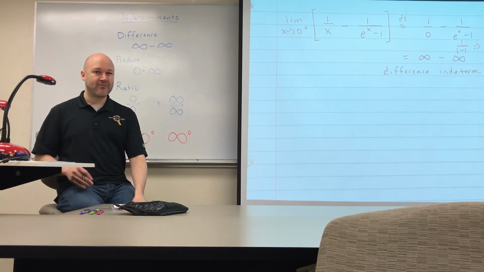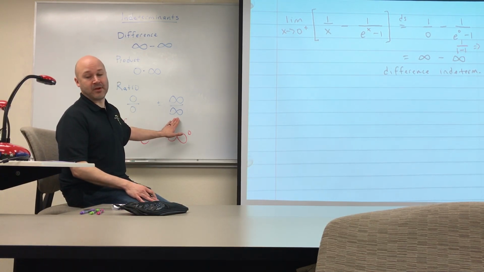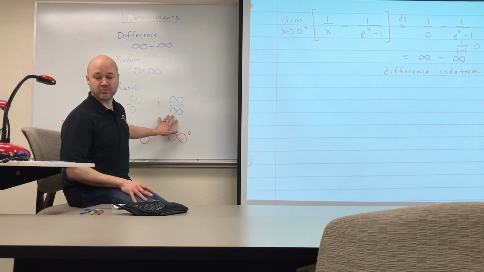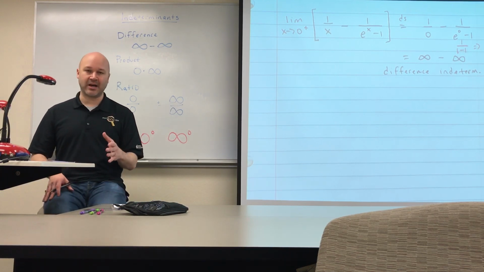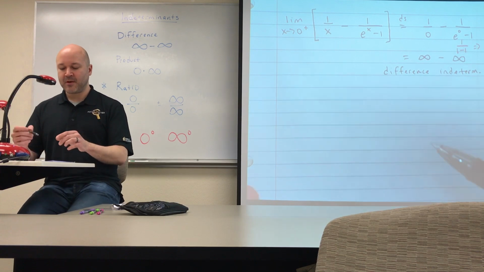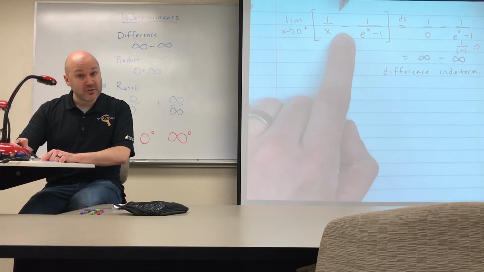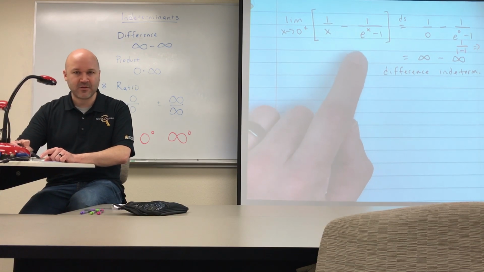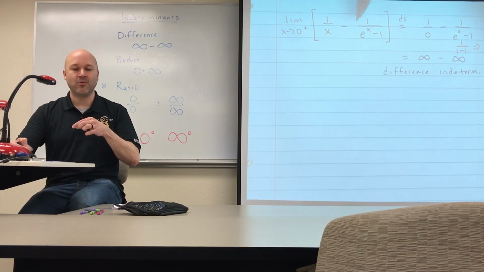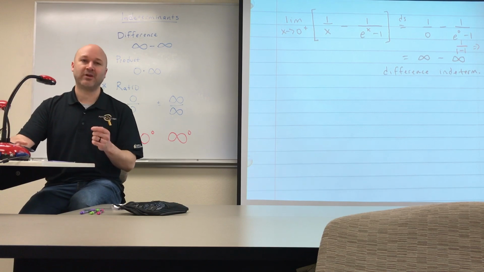I was kind of hoping for a ratio indeterminate. Ratio means I can apply L'Hopital's rule. If I get a difference, that means I cannot. But what I can do is maybe go back to my function and see if I can actually do the subtraction, somehow rewrite this function in such a way that when I do direct substitution, I do get a ratio indeterminate.